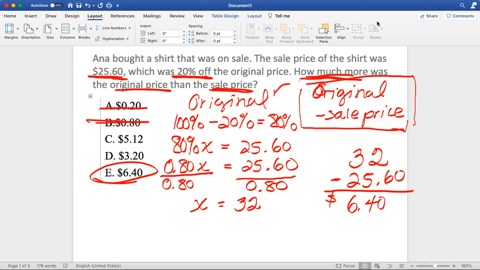This one was a very easy problem. But as always, it's up to you guys. Remember to read those word problems twice, use the test-taking strategies, and good luck on your test, everybody.